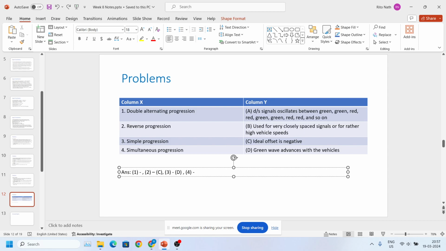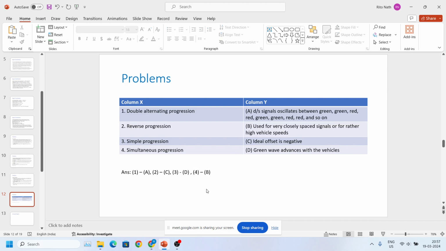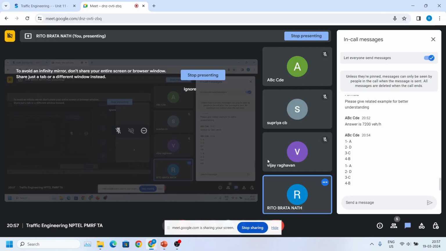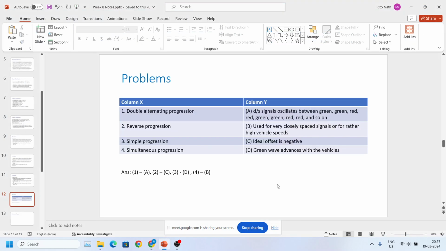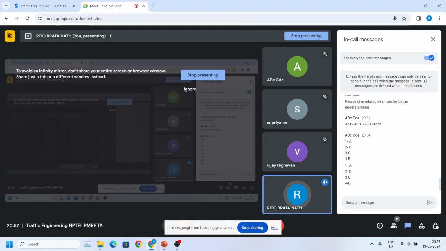Then you have double alternating progression. Here, it's the first one, that's correct. So that leaves us with 4, which should be B. Simultaneous progression, very closely spaced signals, that's correct. So it should be ACDB. Yeah, ADCB is wrong.